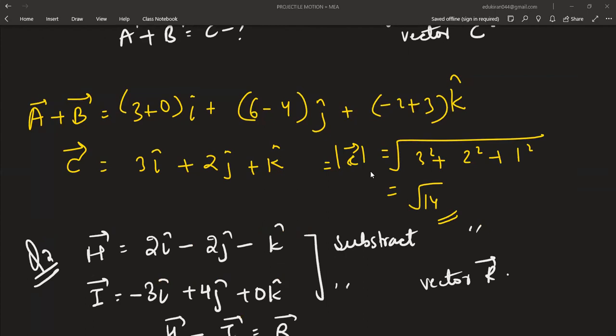3I cap plus 2J cap plus K cap magnitude. No, no, Zainab, that is the unit vector which you are telling. Magnitude is just root 14. When you divide these two, that is the unit vector.